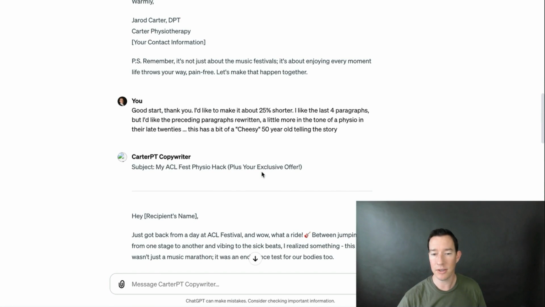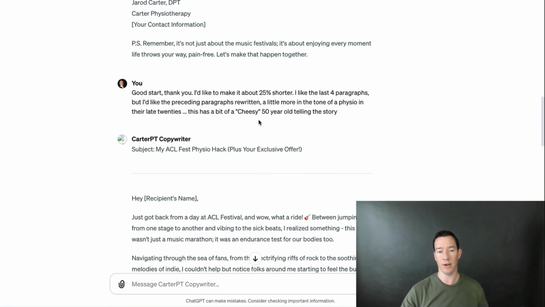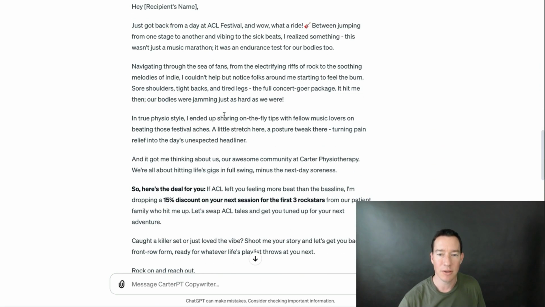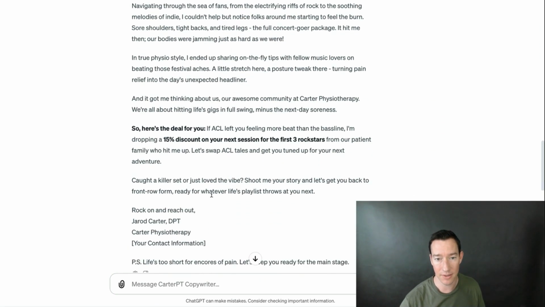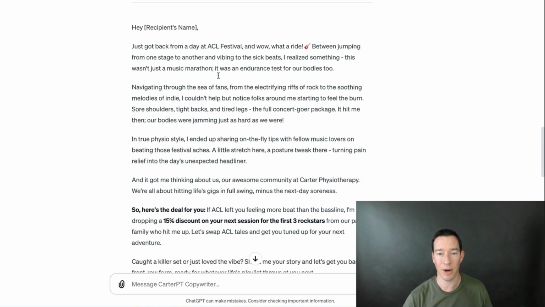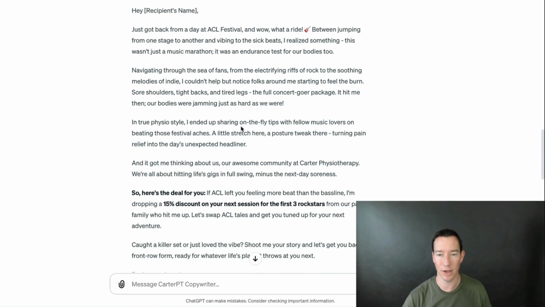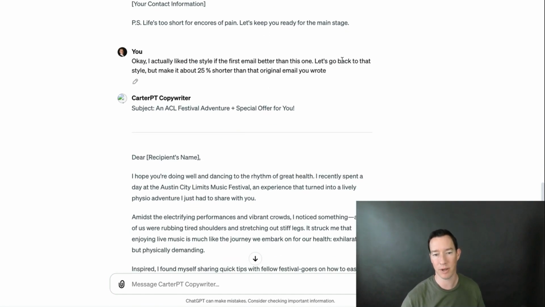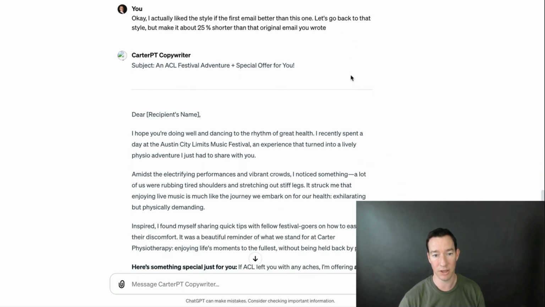So I could have stopped there and had this thing ready to go, but I did want it to be a little shorter. I like the last 4 paragraphs I said, but they're kind of cheesy, late 50s style. So I want you to rewrite it as if I was a physio in my late 20s. To be honest, I liked the length of the next email, but I also didn't really feel like it was a better tone or more like what I wanted. So I said, I actually like the style of the first one better. So let's just go back to that and make it about 25% shorter than the original email you wrote.